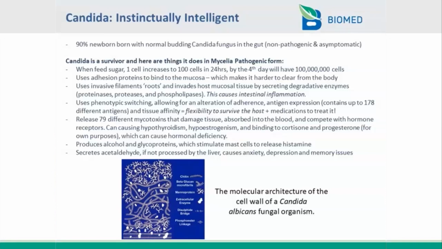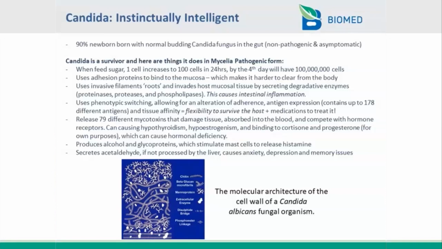And this is one of the reasons that you get intestinal inflammation. It has this phenotypic switching that allows it to change its ability to adhere to different types of tissues in the body. It has up to 178 different antigens, so it can switch its antigen expression, which makes it really tricky for the immune system to actually target it, and it can change its tissue affinity. And so if it burrows deeper into the intestinal mucous membranes and then even goes through, as a leaky gut, into the tissues, it can actually survive this. And so it's very flexible in surviving.